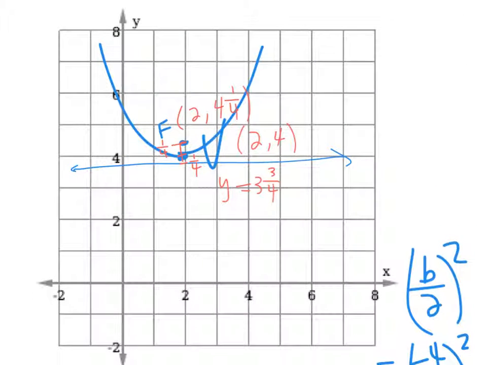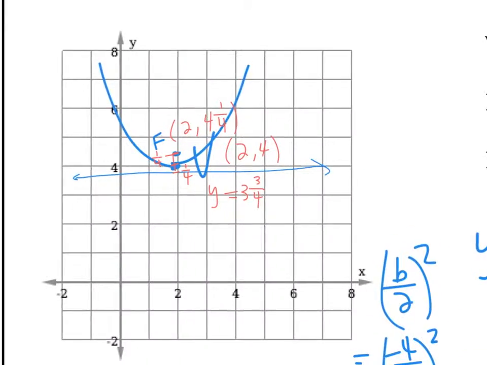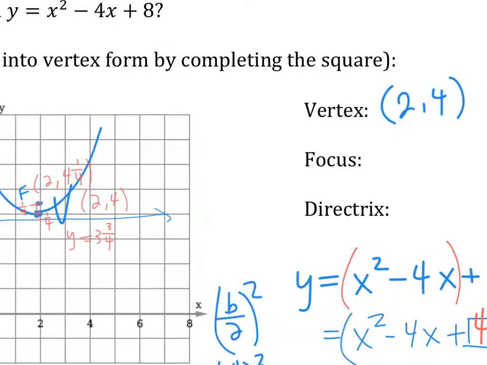So it really helps if you draw a picture. If you don't draw a picture, you have to rely on formula. Okay, so the focus is 2, 4 and 1/4. And directrix is a line. Please make sure you do write a line equation, y equals 3 and 3/4.